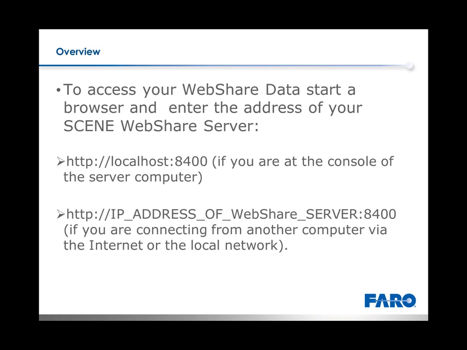To access your WebShare data, you have to start a browser and enter the address of your Scene WebShare server. If you are at the console of the server computer, type in localhost and the connection port number, which is by default 8400. If you are connecting from another computer via the internet or the local network, type in the IP address of the WebShare server and the connection port number.